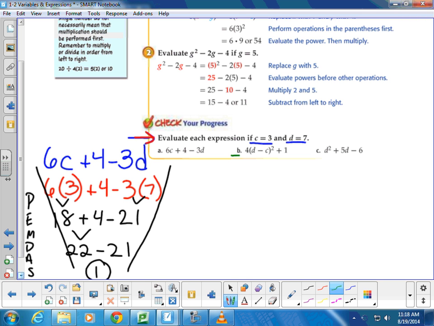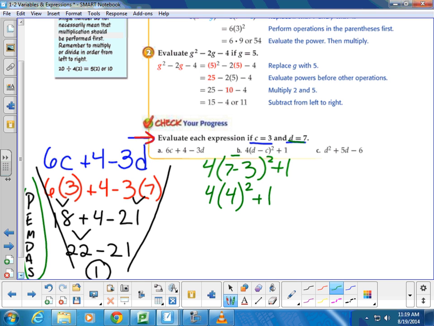So again, for B, I'm going to plug in the values that I'm given. So d would represent 7. c represents 3. And I plug those in where they belong. Then I use my PEMDAS to solve. So I see that I have parentheses, so I'm going to do that part first. 7 minus 3 is 4, squared, plus 1.